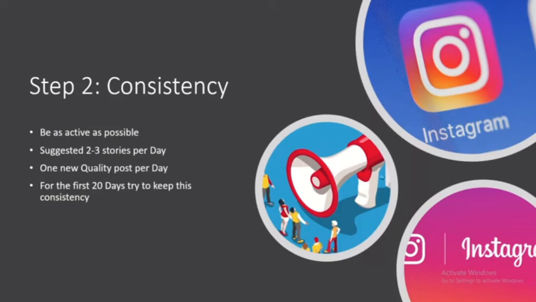And once again, you want to do this for the first 20 days at least. So you created your account and you start posting. Each and every day you post 1 quality post. You post 2 to 3 stories a day. It could be for more than 20 days. 20 days is just a reference. It could be for maybe 30 days. It depends on you, until you have reached your 1,000. But usually in 20 days it should be pretty much done. All right, so step 2, consistency, pretty important.